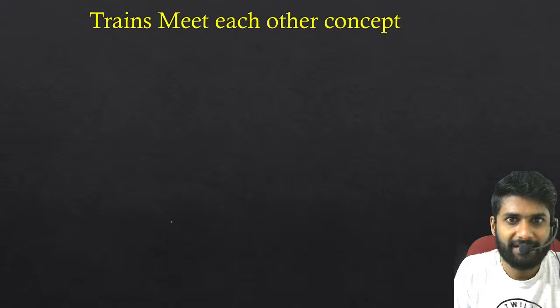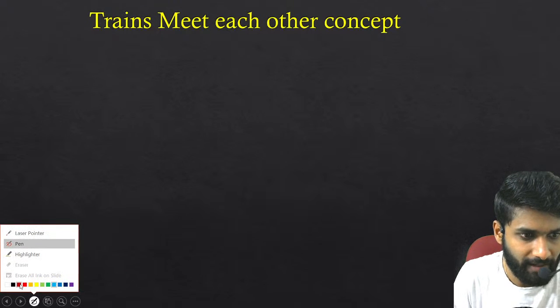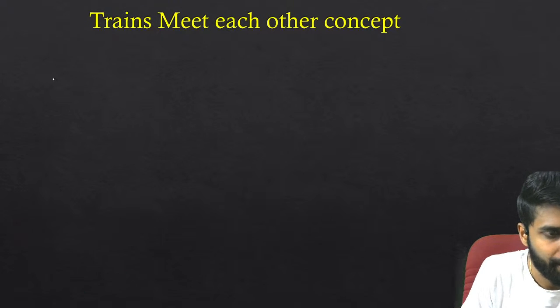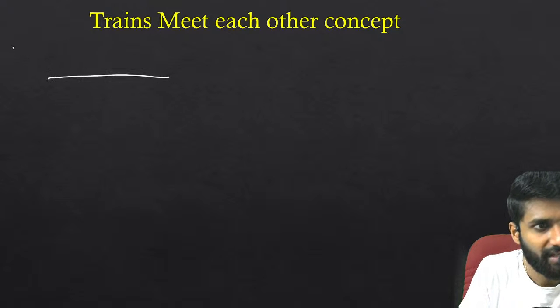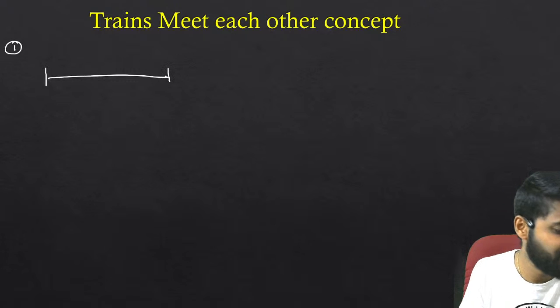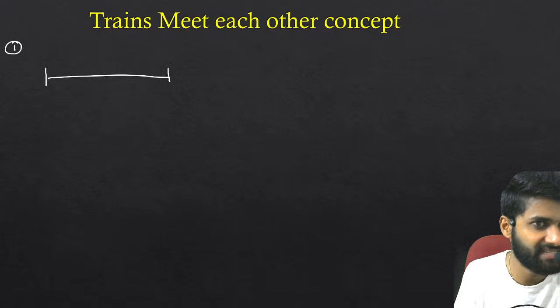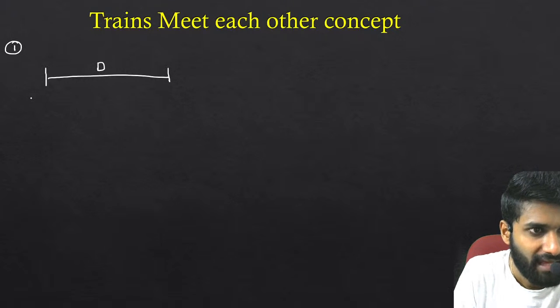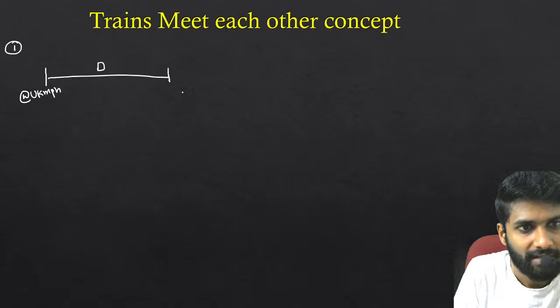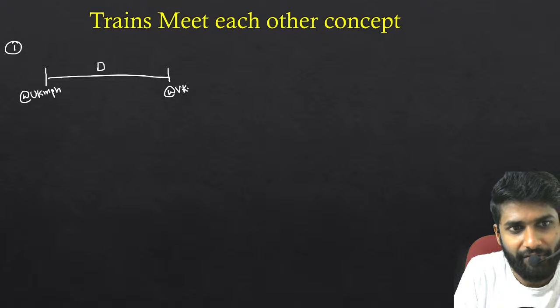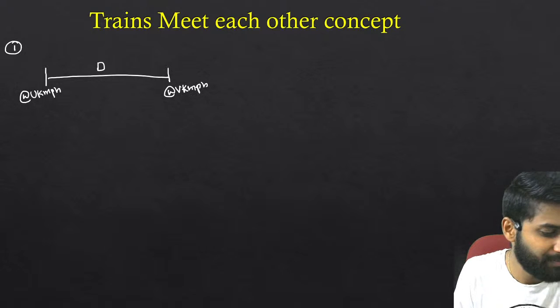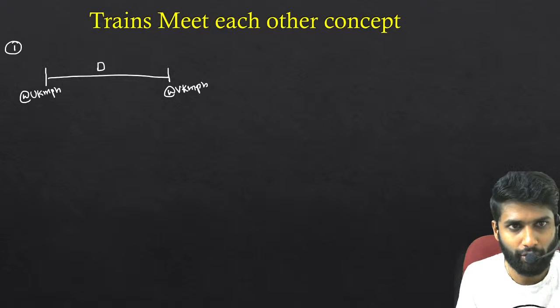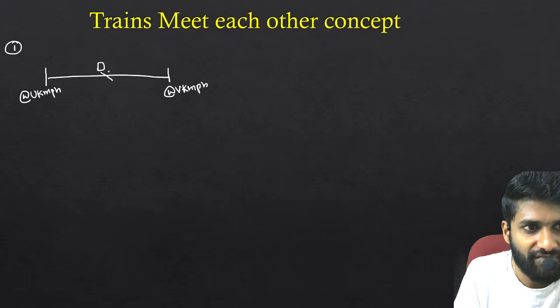Second one: the trains meeting each other concept. Just listen carefully. There are two places with a distance d between them, and the d value is given. One train travels at u kilometers per hour and another train travels at v kilometers per hour. My question is, at what time will the two trains meet each other?